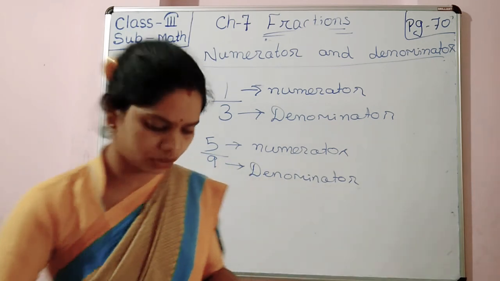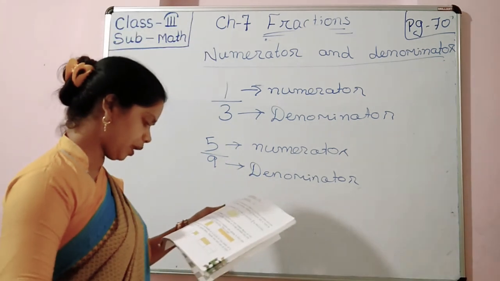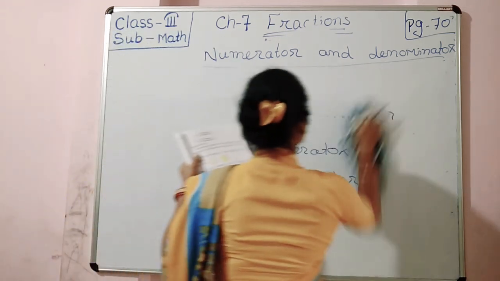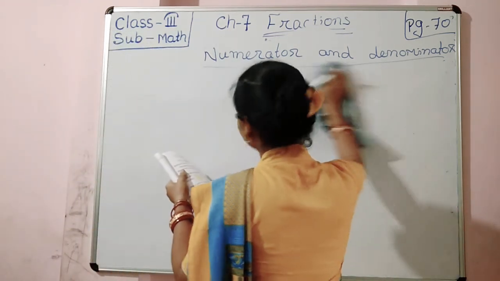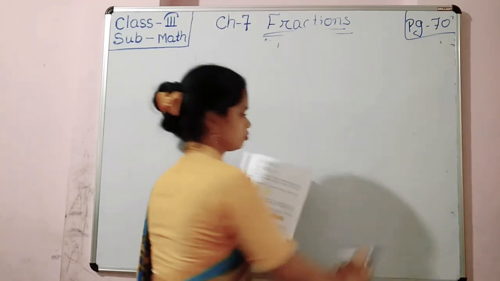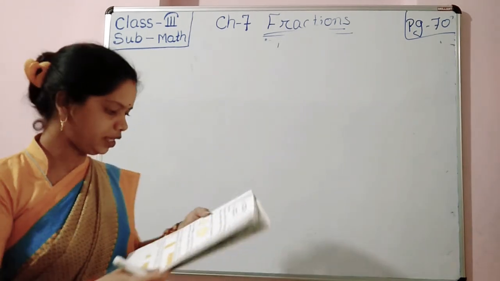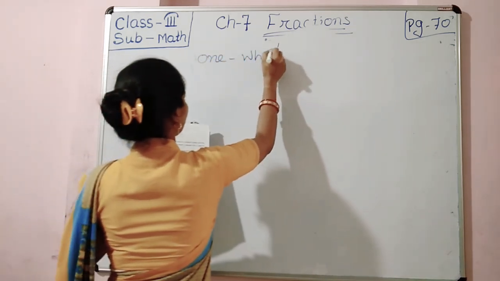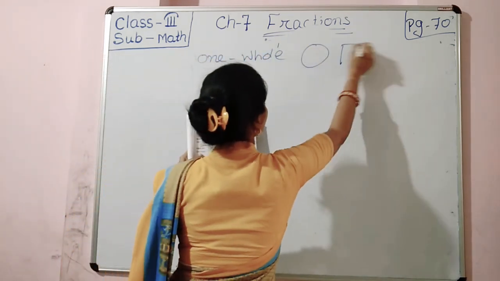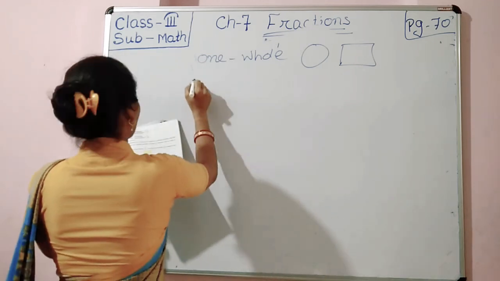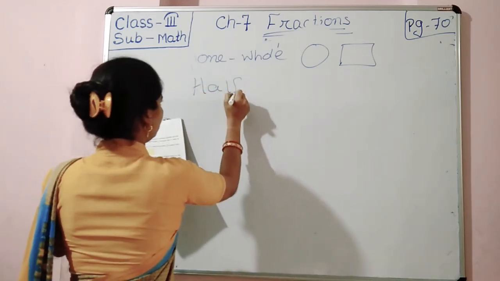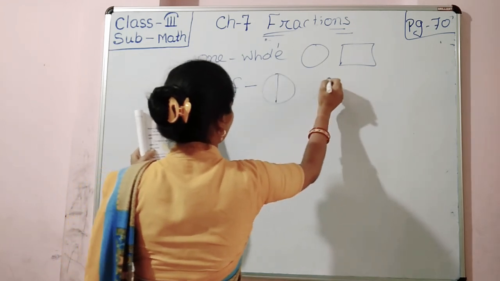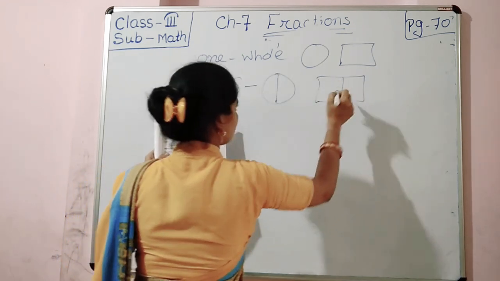Then reading the fraction. How do we read the fraction? All of you have to know 1 whole. It is 1 whole. Then half. What is half? When we divide any object into 2 equal parts, it is the half of the circle. It is the half of the square or rectangle.